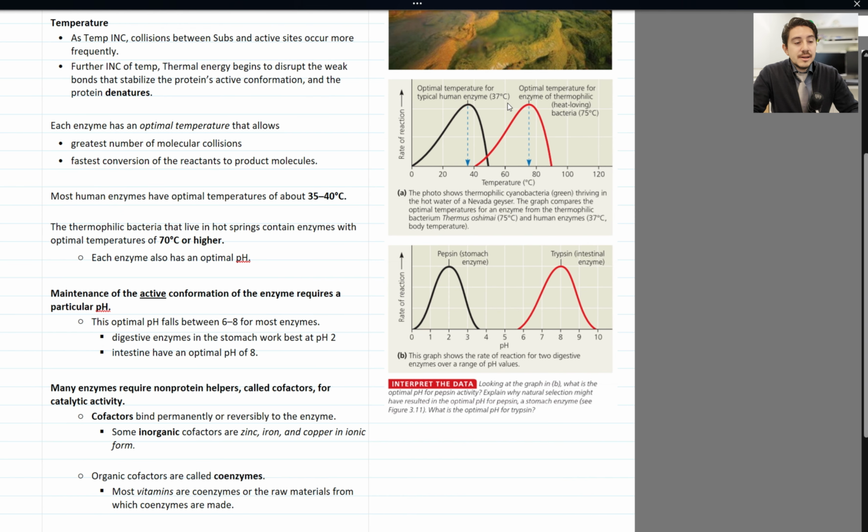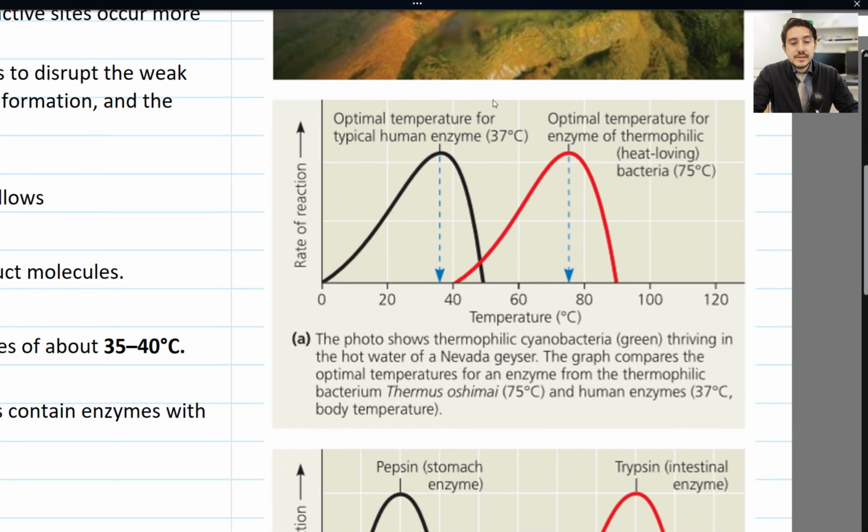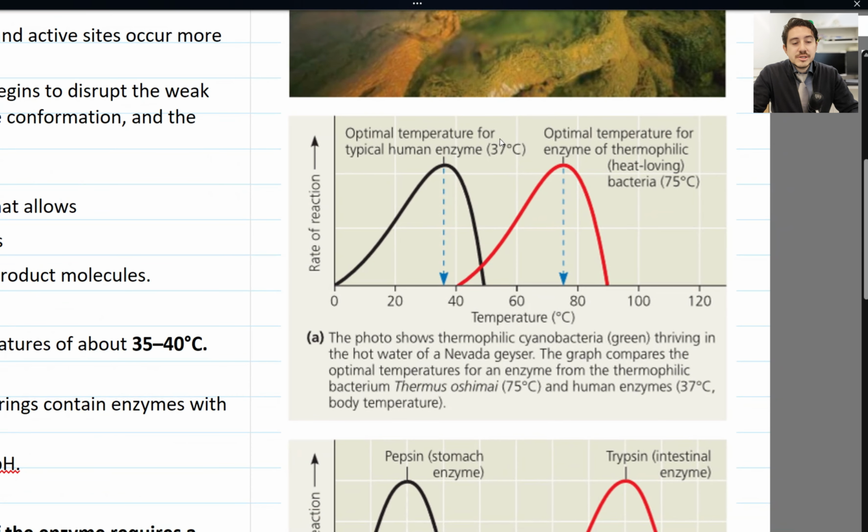Okay, different organisms have different enzymes that are specialized at different temperatures. You have the thermophilic bacteria that live in hot springs. They have enzymes that are optimized to work at 70 degrees Celsius or higher. So that's what I'm referring to, and this is very specific to enzymes, just to give you a sense here. And again, enzymes do have an optimum range. It's not just a fixed number.